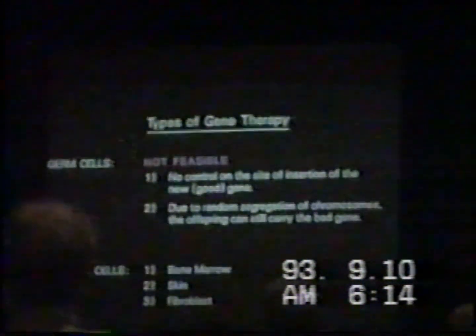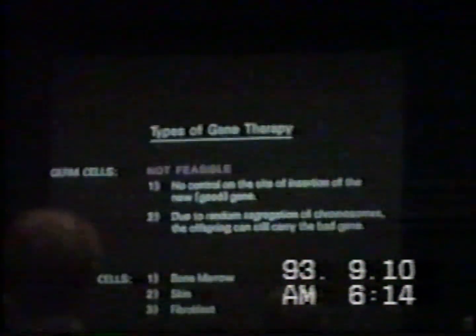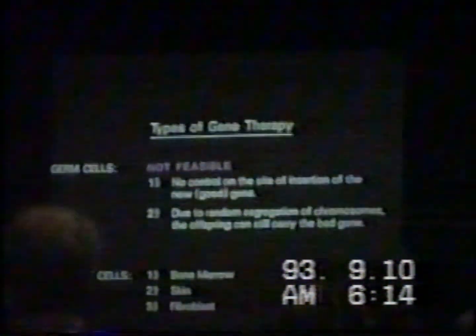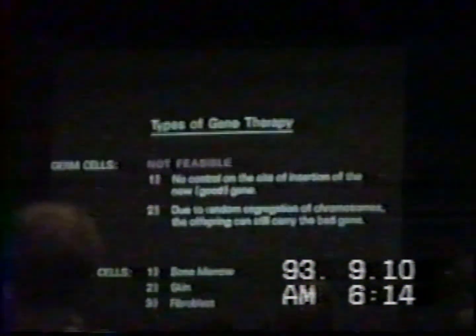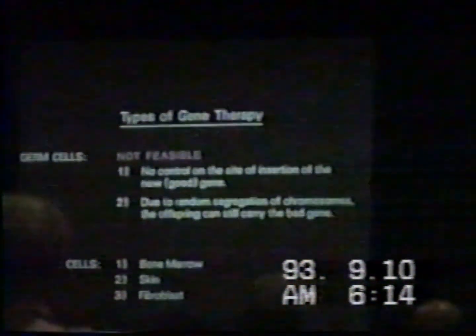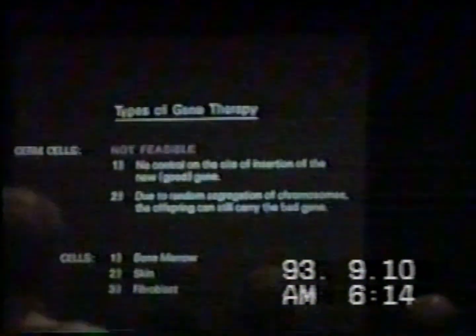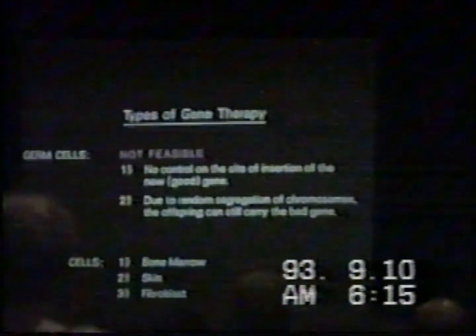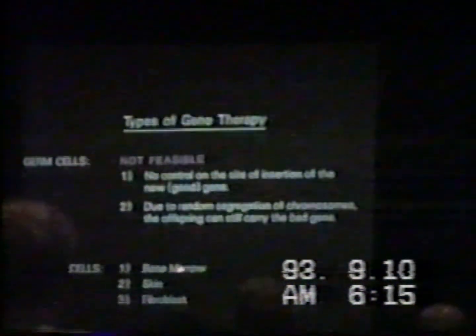So you can cure somebody of deficiency of diabetes by putting an insulin gene, but the gene could just as well go in thalassemia and cause a different kind of disease. So since we cannot control where the gene can be inserted in the germline, I think the approach of germline is relatively unthinkable at the moment. What I'm going to consider today is strictly the somatic cell gene therapy.